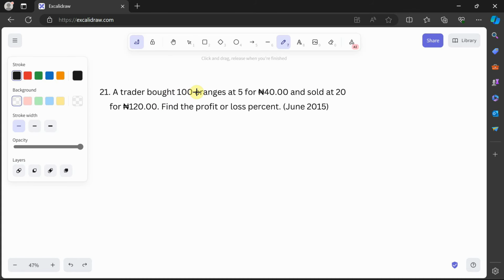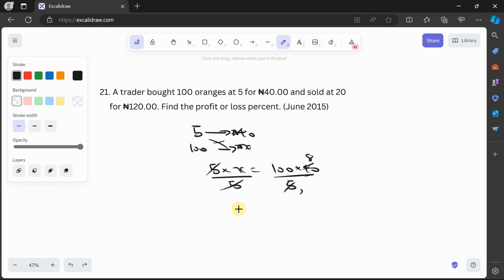So if she bought 100 oranges at 5 for 40, you could say if 5 oranges cost 40 naira, then 100 oranges will cost x naira. So let me just put naira in front of this. If I cross multiply, 5 times x will be equal to 100 times 40. And if I divide both sides by 5, 5 will cancel 5 here, and 40 divided by 5 is 8. So our x will be equal to 100 times 8, which is 800. So 800 naira. This was the cost price.